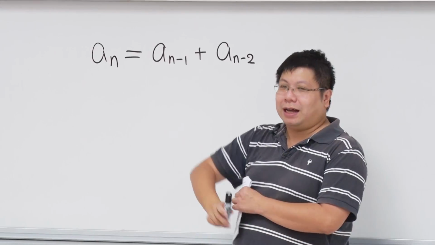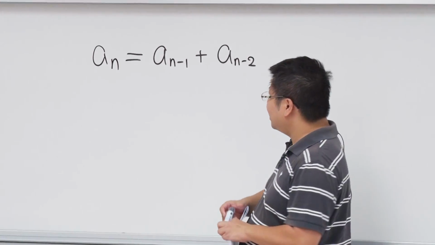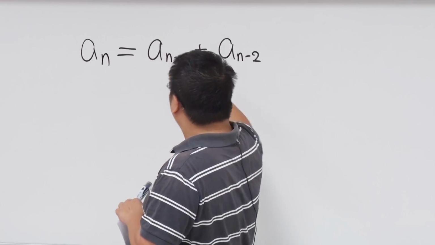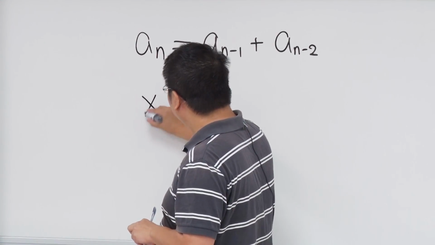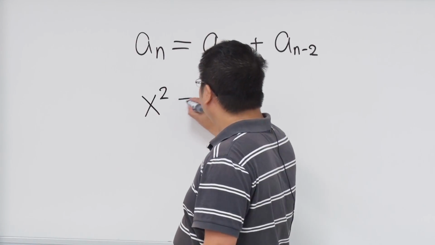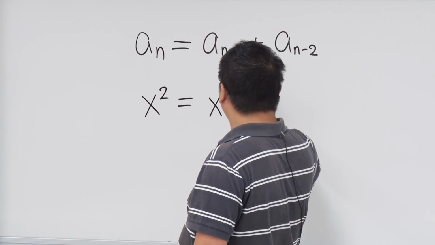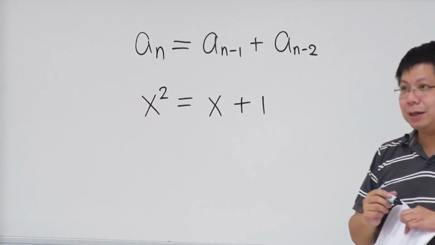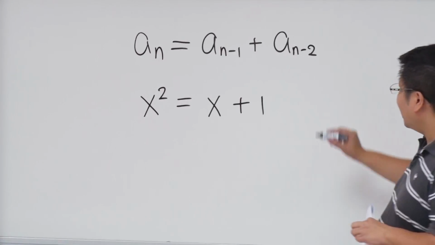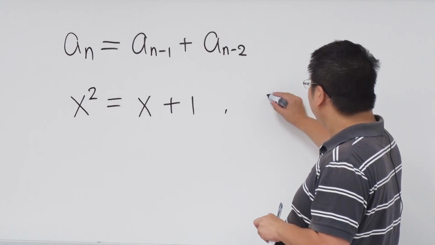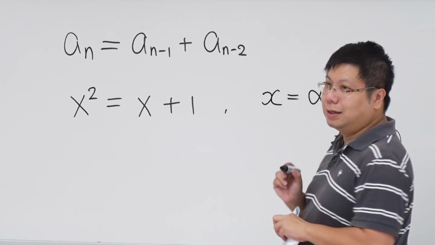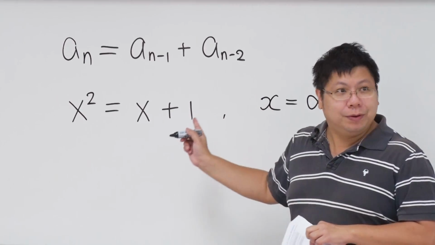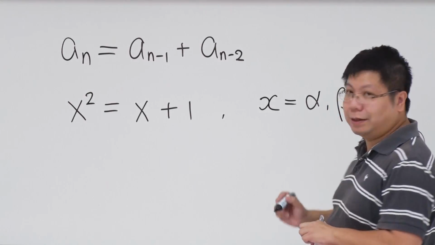Okay. And for the homogeneous solution, how do we get it? Last time we talked about how we can first get the characteristic equation of this one. So maybe this is going to be x squared is equal to x plus 1. This will be the characteristic equation corresponding to this one. And then let's say we get the roots, alpha and beta. For this example, the two roots are different.